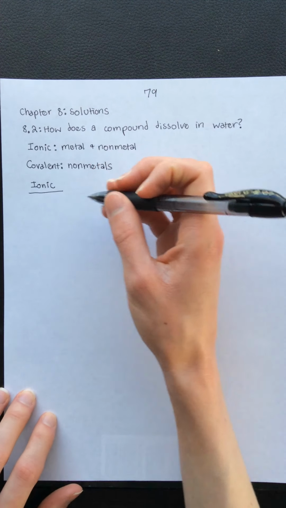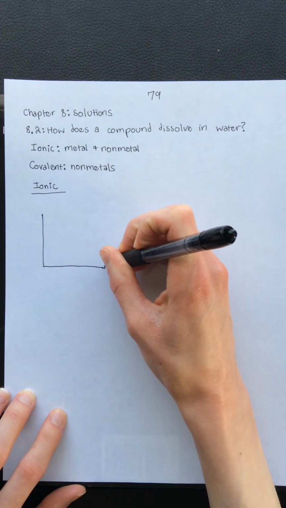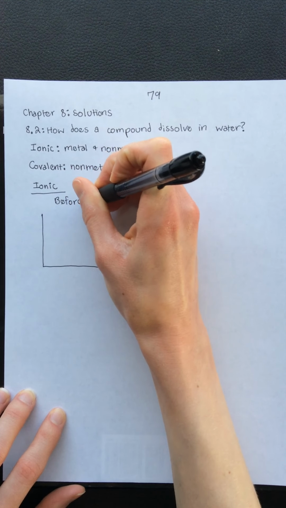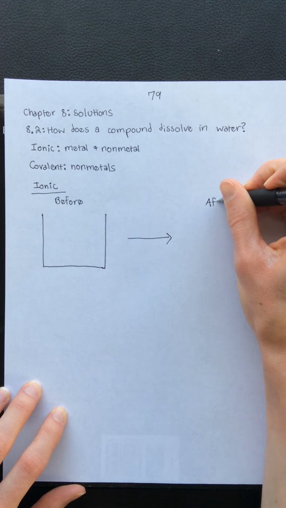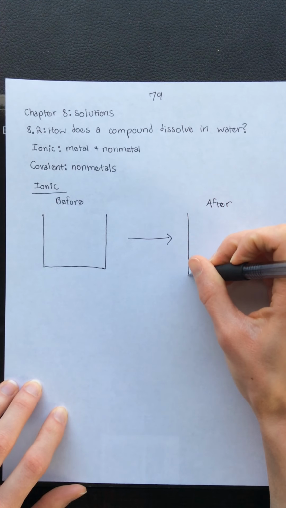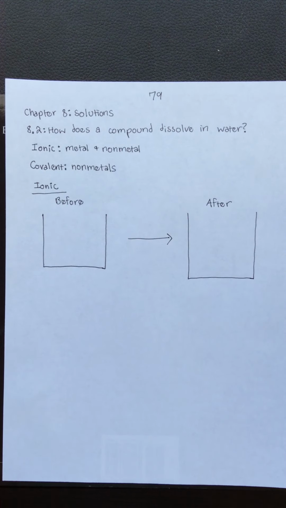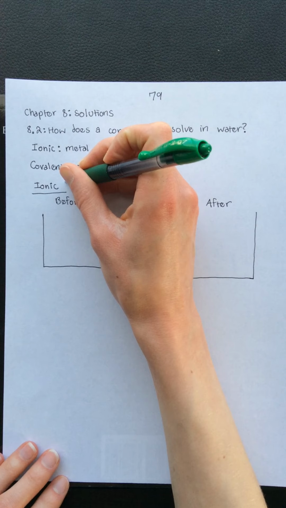I'm going to draw kind of like a cup of water, and this is going to be before the compound dissolves. We're going to draw an arrow, and then we're going to draw after the compound dissolves. We're going to try and zoom into the molecular level. The ionic compound that we're going to be talking about is table salt.